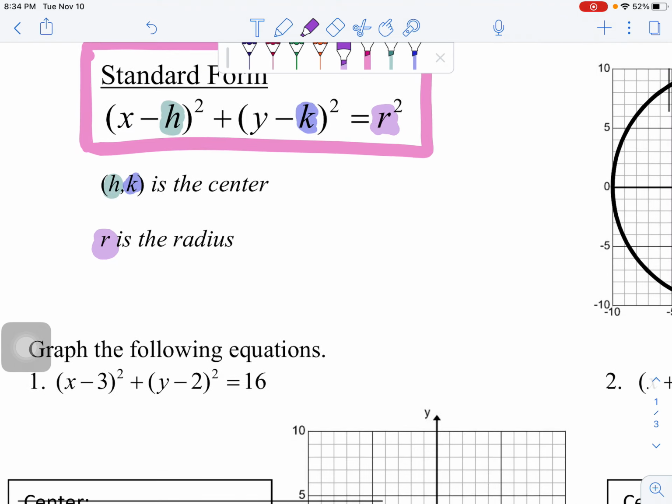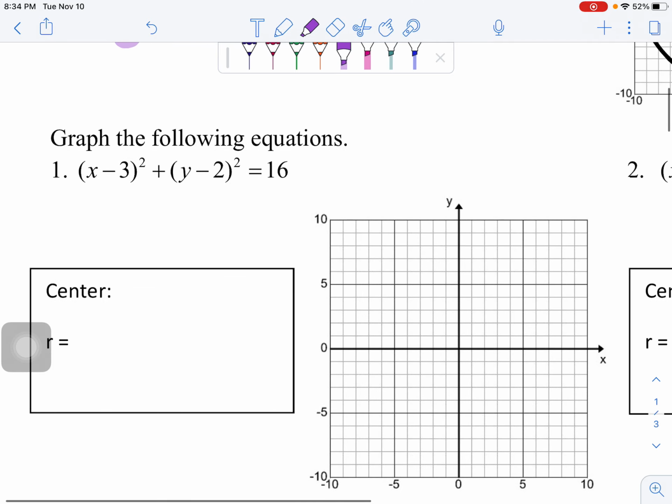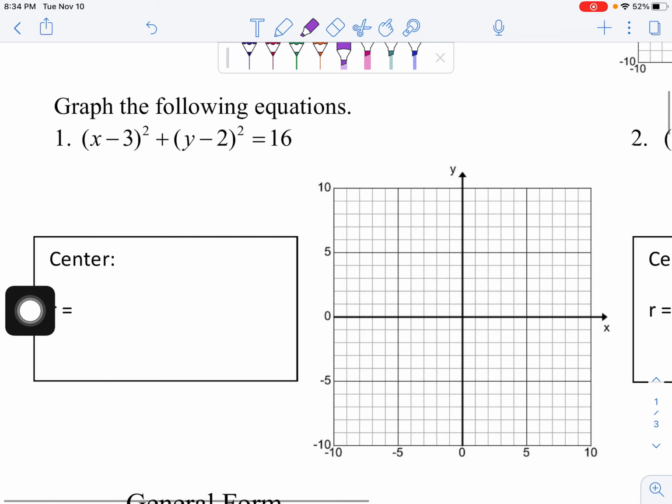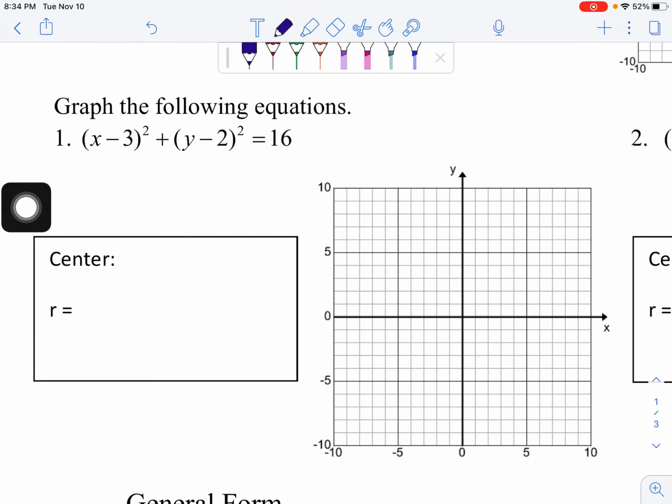First problem here, we are given an equation in standard form and we are asked to graph it. I highly recommend taking a second here and identifying your center and your radius. The number that's attached to x right now is -3, so we flip that sign, and it's 3. What number is attached to y? That's -2, so flip that sign, and that becomes 2. So our center is (3, 2).